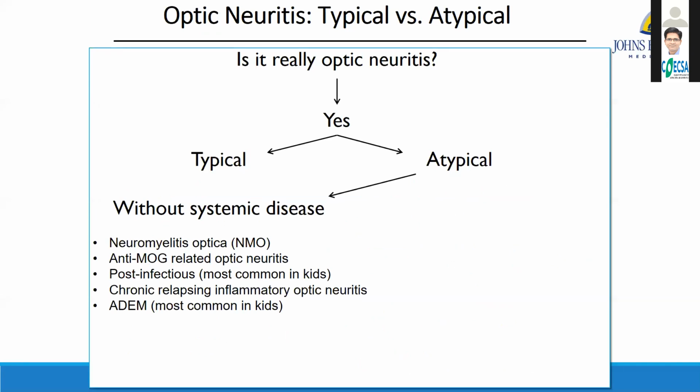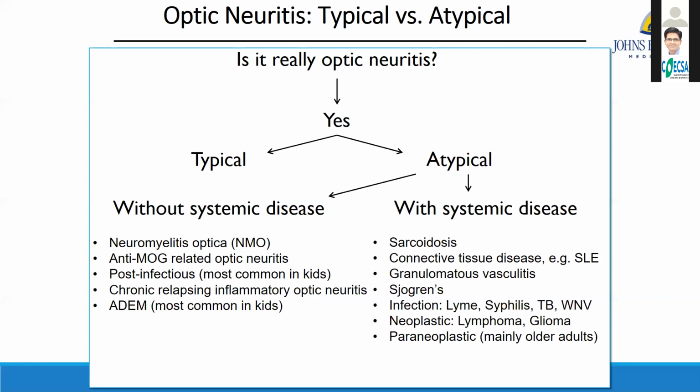So if we decide that this is atypical optic neuritis, then our next question is, is this atypical optic neuritis without systemic disease, at which point we're really thinking neuromyelitis optica, MOG-related optic neuritis, chronic relapsing inflammatory optic neuritis or CRION, or more commonly in kids, post-infectious optic neuritis or ADEM. And if there are signs of systemic disease, then we start to think about things like sarcoidosis, connective tissue disease, vasculitides, infections, especially in our setting, ophthalmic syphilis or TB, neoplasms like lymphoma or paraneoplastic syndromes, especially in older adults.